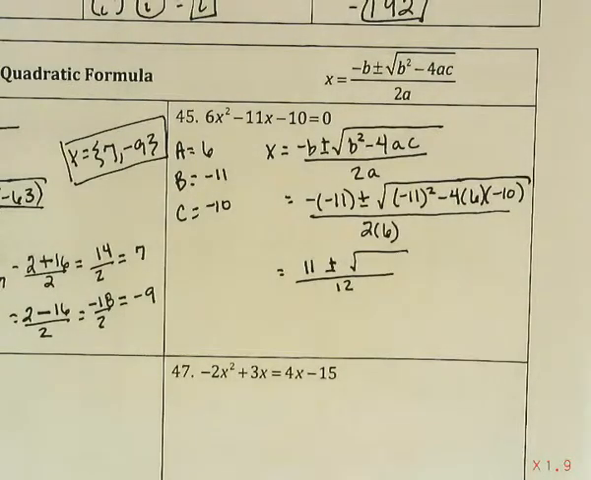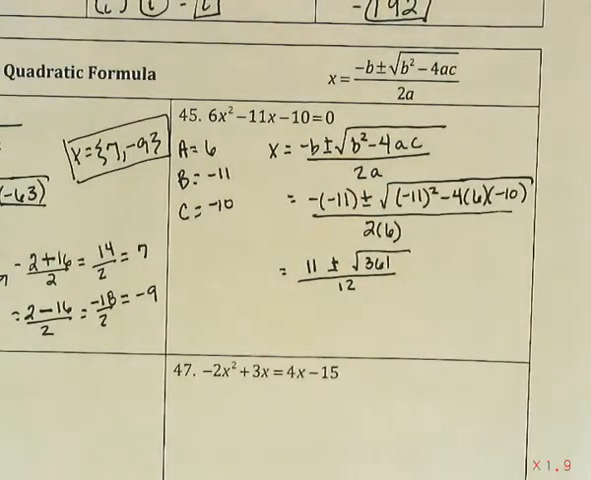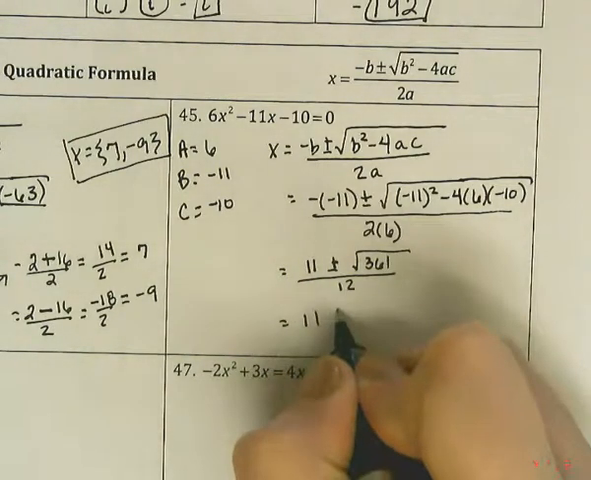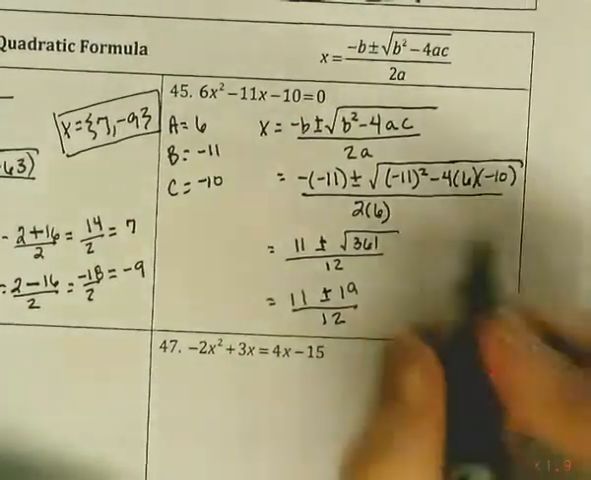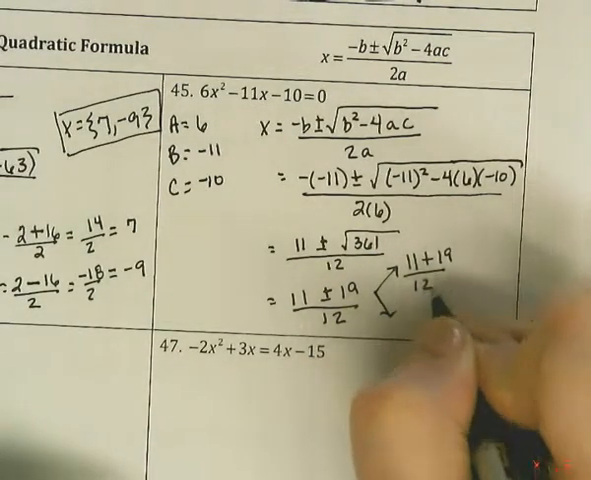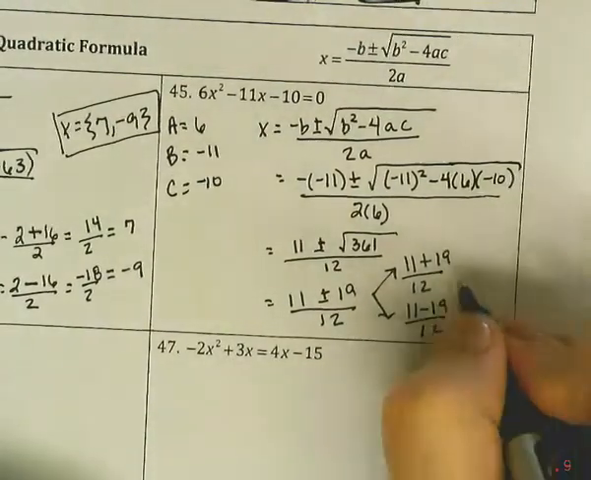So let's put that in our calculator. So negative 11 squared in parentheses minus 4 times 6 times negative 10. 361. Let's see if we can take the square root of 361. We can. It's 19. 11 plus or minus 19 over 12. 11 plus 19 over 12. 11 minus 19 over 12. That's what that plus or minus told me.